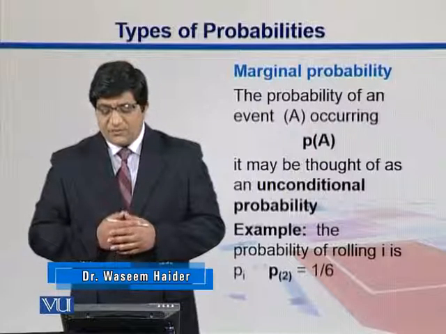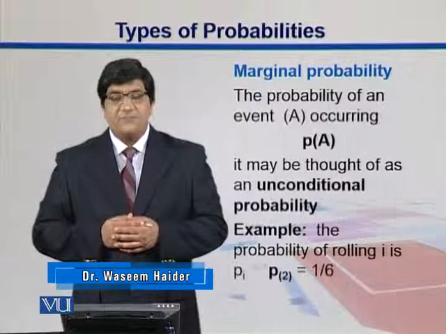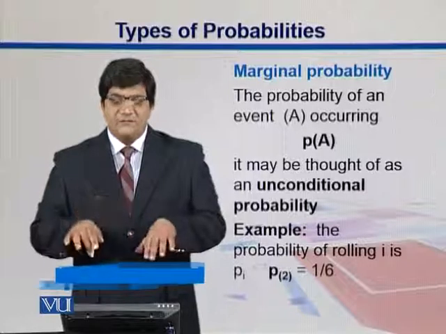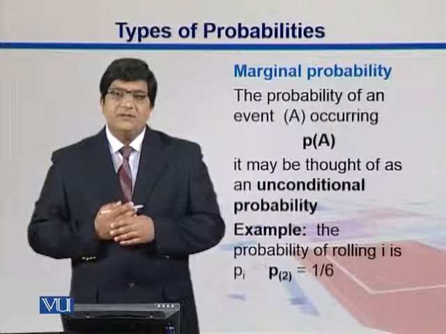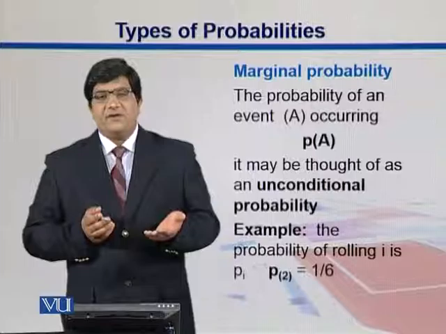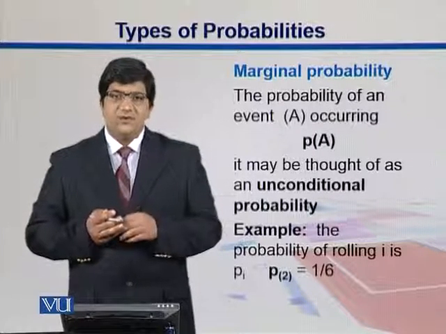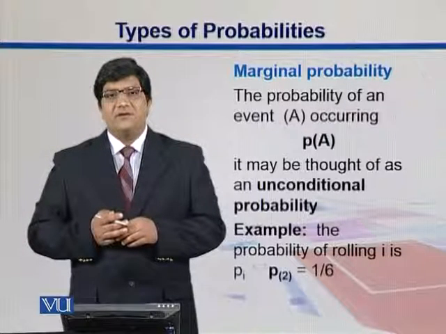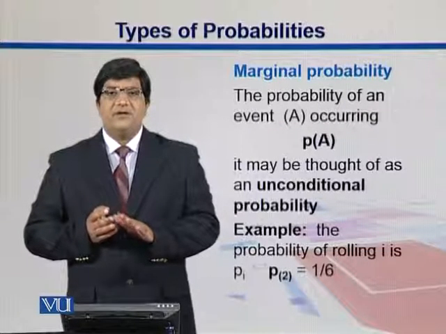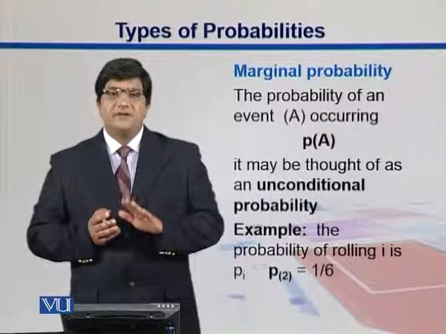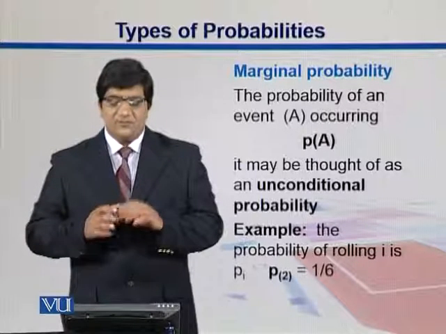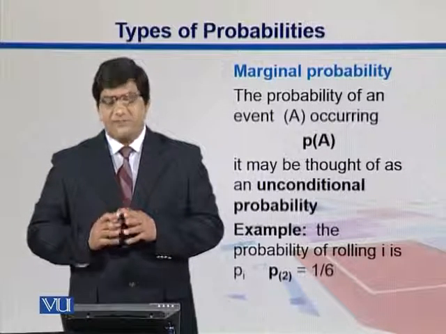For example, the probability of rolling i is P of i. In that case, this is a marginal probability. We can get the marginal probability of an event like, for example, one of the outcomes is 2. So the probability of seeing this 2 is 1 by 6. In that case, this probability is not dependent on something, or it is not related to some other probability. So we can call it an individual probability or marginal probability.